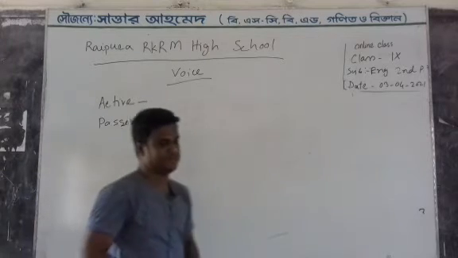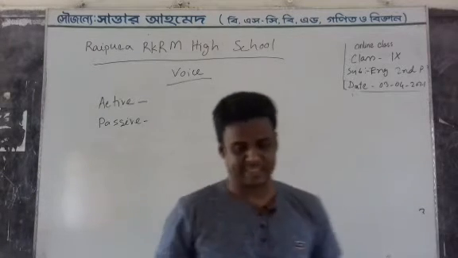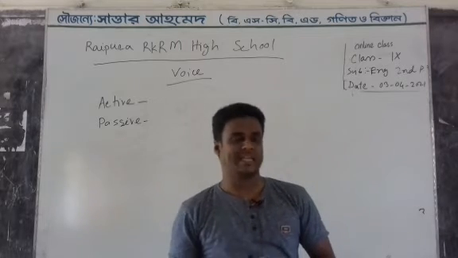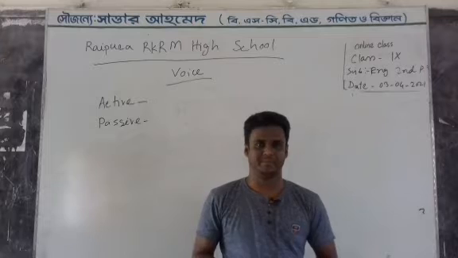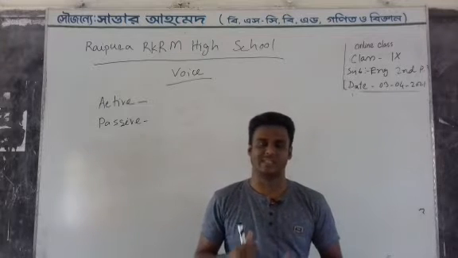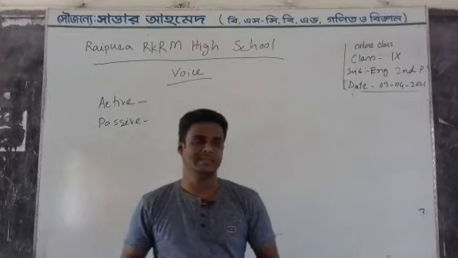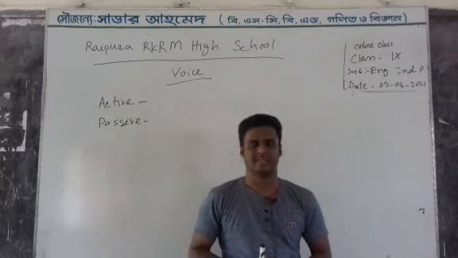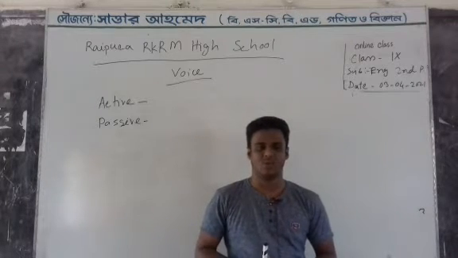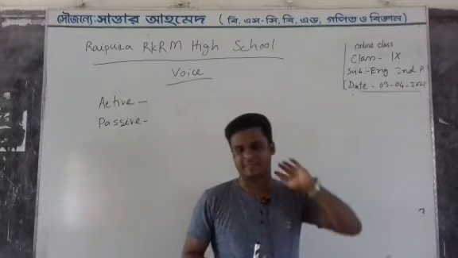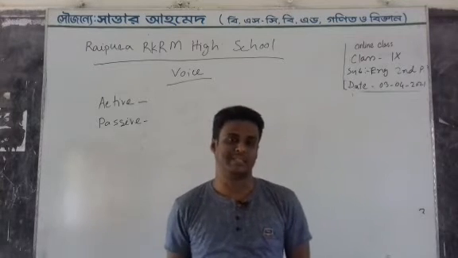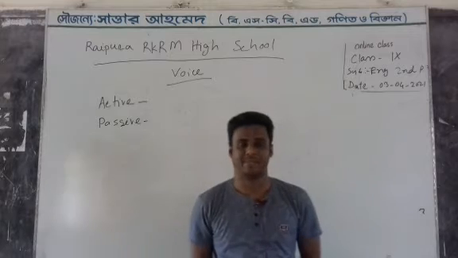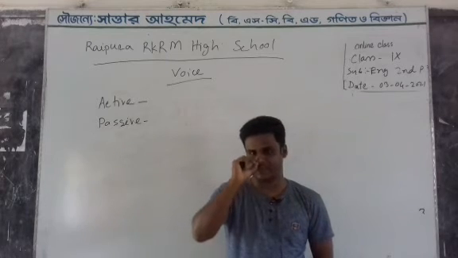passive. In active sentences, the subject works actively. That is called active sentence. When subject works actively, then we say it is active sentence. And in passive sentence, when subject remains passive and the work is done by other, then we call it passive voice. When subject remains passive, that is called passive voice.